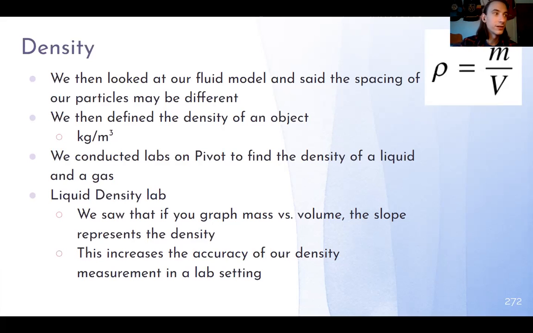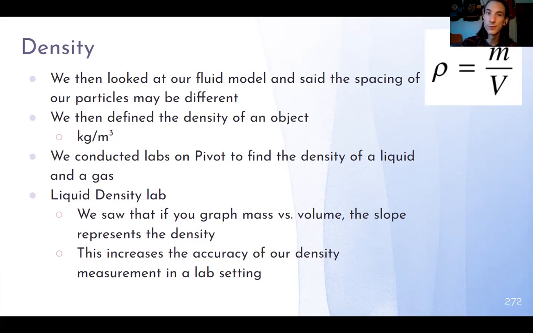Then what we did was we worked on this lab in Pivot. We had two labs. One of them, we were finding the density of a liquid. One of them, we were finding the density of a gas. And we were saying, okay, if it's more dense than its surroundings, it's going to sink. If it's less dense than its surroundings, it's going to float. That's what we did with the gas lab.